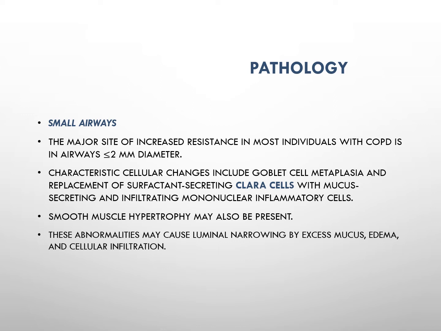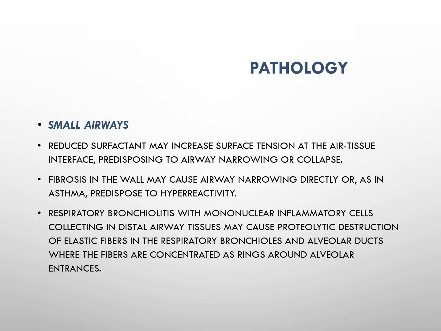A major site of increased resistance in most individuals with COPD is in airways less than 2 millimeters in diameter. Characteristic cellular changes include goblet cell metaplasia and replacement of surfactant-secreting Clara cells with mucus-secreting and infiltrating mononuclear inflammatory cells. Smooth muscle hypertrophy may also be present. These abnormalities may cause luminal narrowing by excess mucus, edema, and cellular infiltration. Reduced surfactant may increase surface tension at the air-tissue interface, predisposing to airway narrowing or collapse. Fibrosis in the wall may cause airway narrowing directly or, as in asthma, predispose to hyperreactivity.